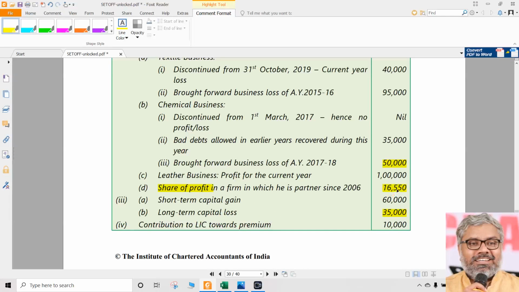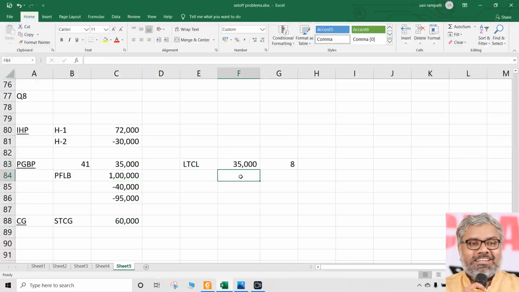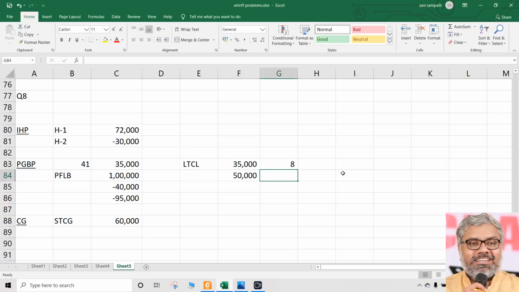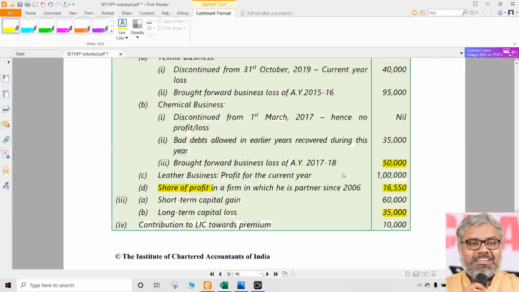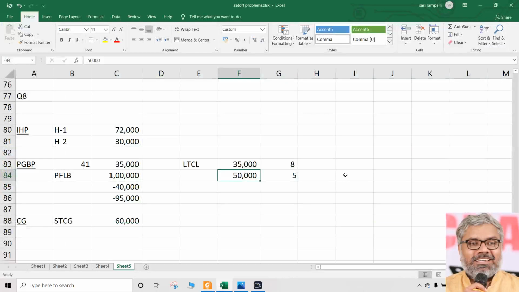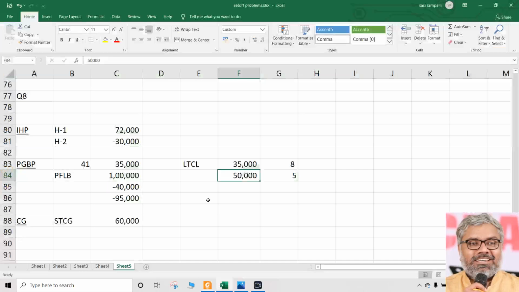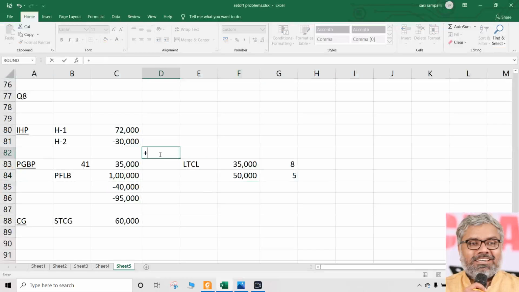Share of profit, you have to write a note that it is not taxable since it is exempt from tax. And this 50,000 business loss can be carried forward to future years. How many more years? That also you can write, because this is related to assessment year 17-18. We have completed 18-19, 19-20, 20-21, which means it can be carried forward for 5 more years. That's all. That is set off and carry forward. Of course, the deduction will be available after we calculate the gross total income. Let us calculate the gross total income of the SSC.